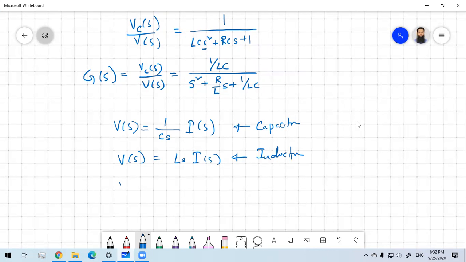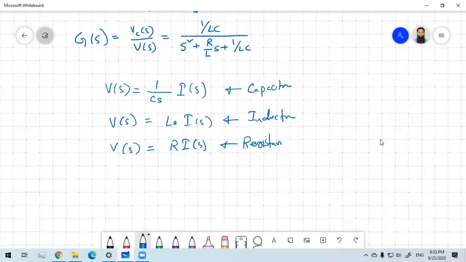Similarly, the resistor is the simplest one. We are assuming that R is a constant, but R can also depend on some parameter like temperature. But we're just assuming these are linear parameters with constant values. So this is true for your resistor.